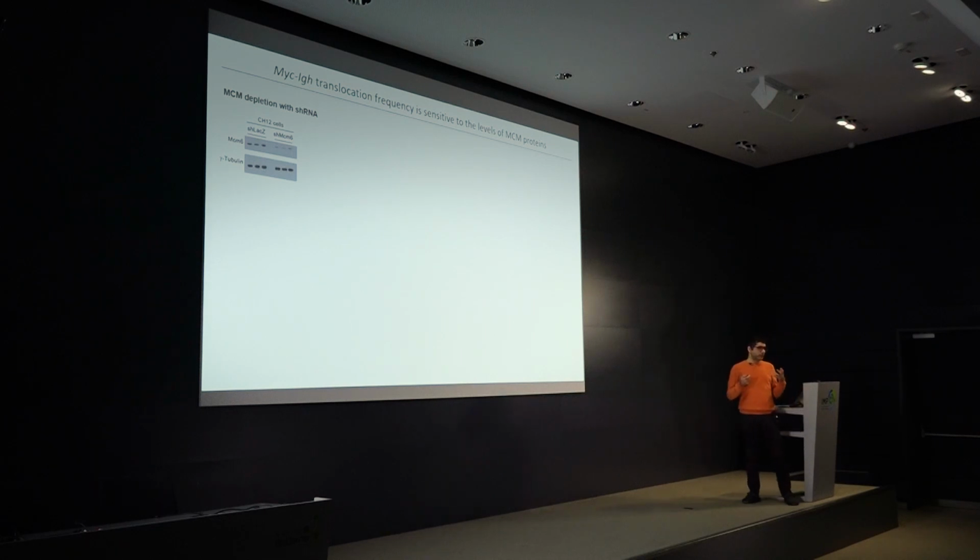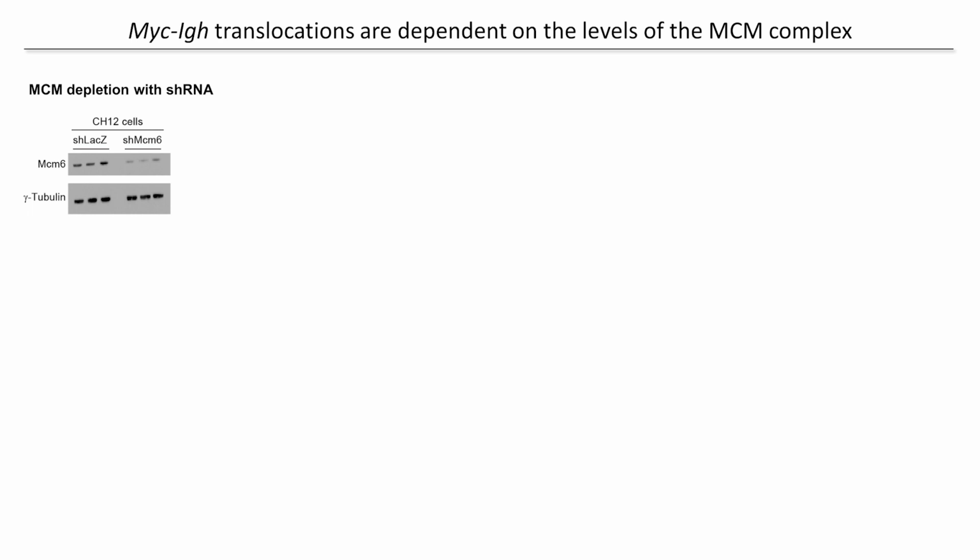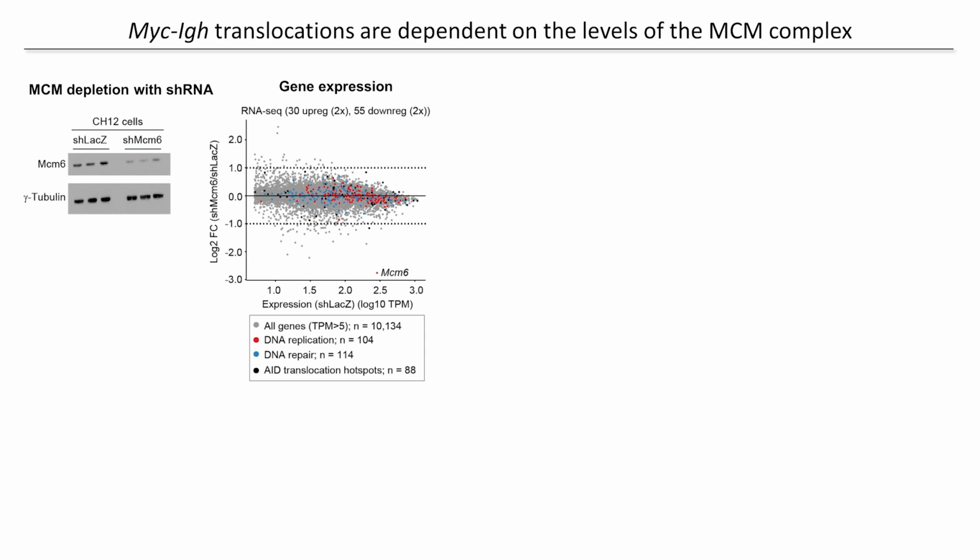Now, the system we use is the B-cell line called CH12, a commonly used line because it undergoes very efficient class switching and also translocations. And we deplete MCM complexes, or rather specifically the MCM6 subunit, with RNAi, so with a short hairpin RNA targeting it. And this is a Western blot just showing you that we deplete MCM proteins to about 70 to 80% of the wild type levels. And under these circumstances, the cells are proliferative and they have a normal cell cycle. We also did a gene expression analysis shown here as an RNA-seq, and with the exception of MCM6, which shows a very strong downregulation, as we expect, there is very little change in gene expression.